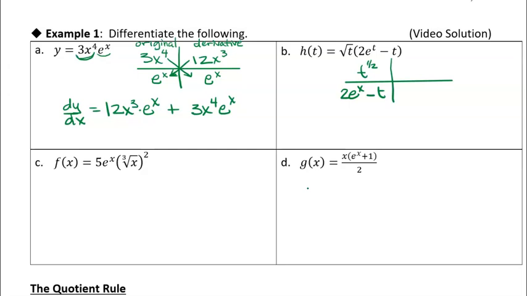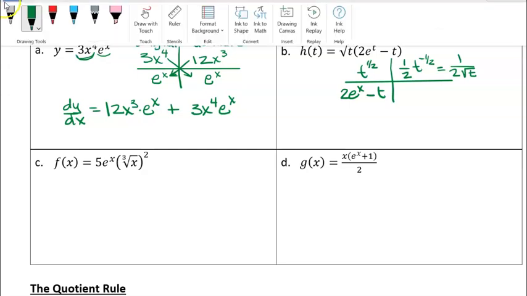On the right hand side here, I'm going to take the derivative of each of these. So I've got 1/2 t to the minus 1/2. Or if you've memorized that the derivative of the square root of t is 1/2 over the square root of t, that's fine too. You could write that. And oops, I just realized I put an x here and I meant t.